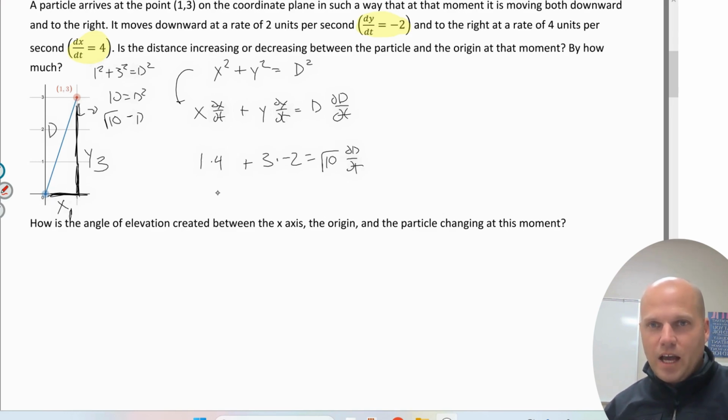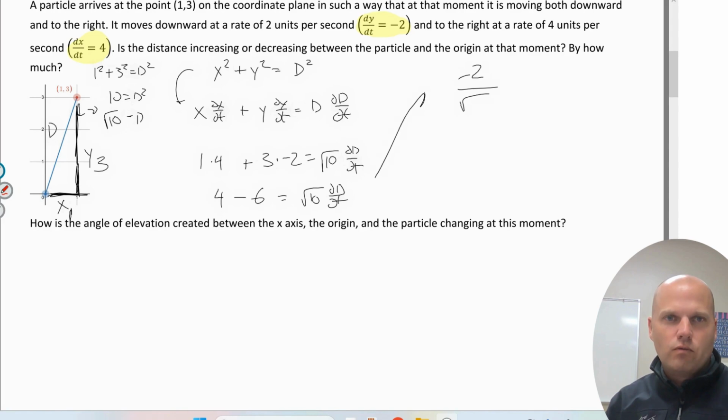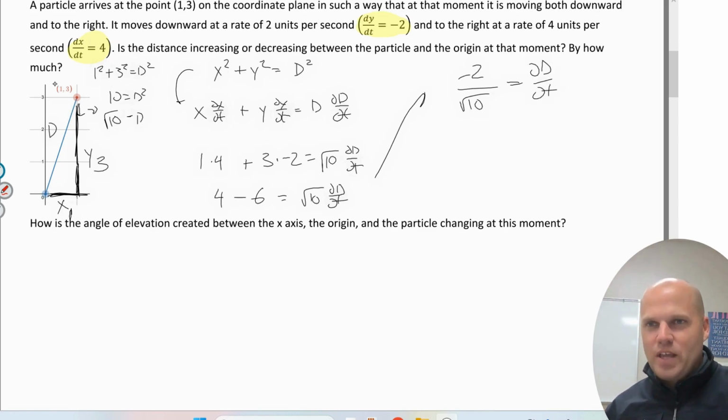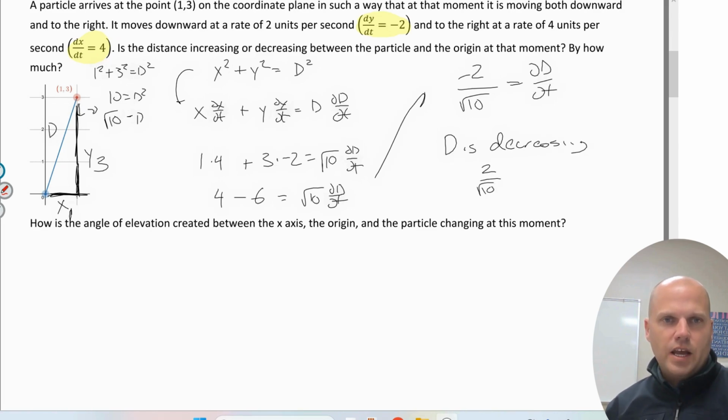And we notice something really quickly. We got 4 minus 6, which means we get -2 over root 10. We would think that since we're moving to the right quicker than we're moving downward, my distance is increasing. But in fact, because we have this position here, my distance actually starts decreasing. My distance is decreasing at this moment. d is decreasing by 2 over root 10 units per second.